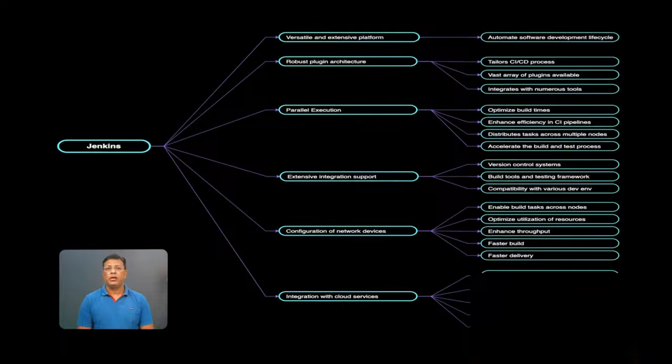Jenkins' support for distributed builds allows organizations to scale their CI infrastructure efficiently by distributing build tasks across multiple nodes or agents. Jenkins optimizes resource utilization and enhances throughput, enabling faster delivery of software.